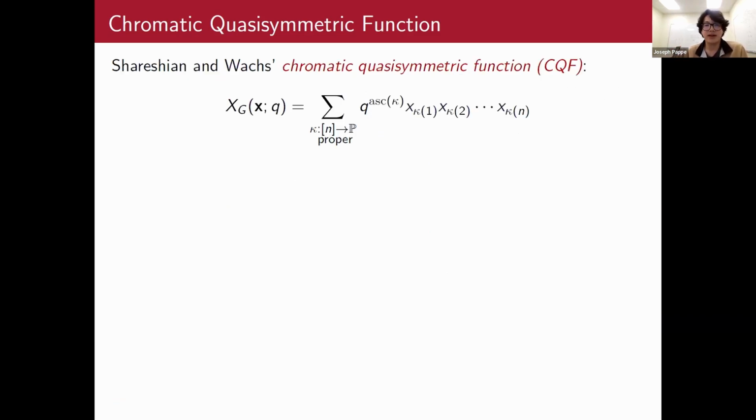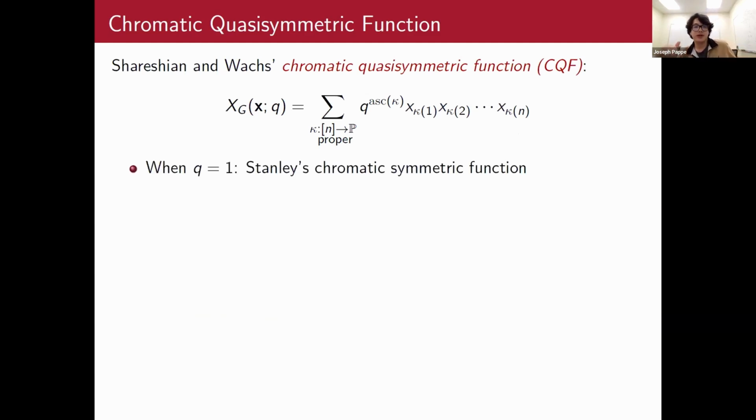So, some basic properties of the chromatic quasisymmetric function. When q equals 1, we obtain Stanley's original chromatic symmetric function, which can be used to obtain things like the chromatic polynomial of the graph.